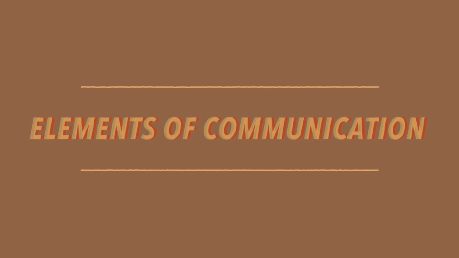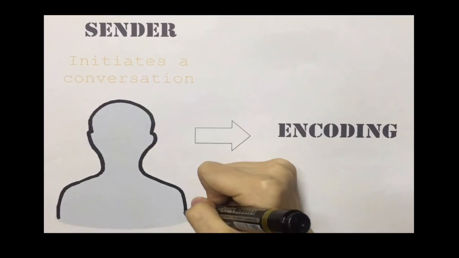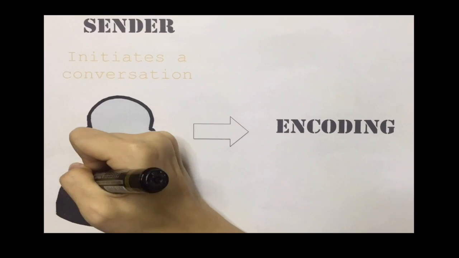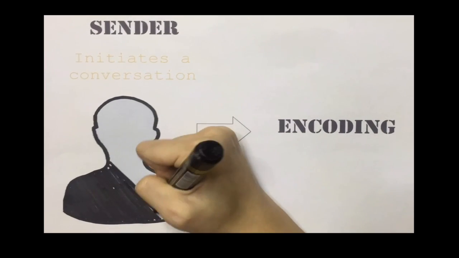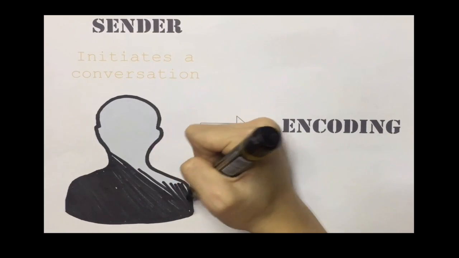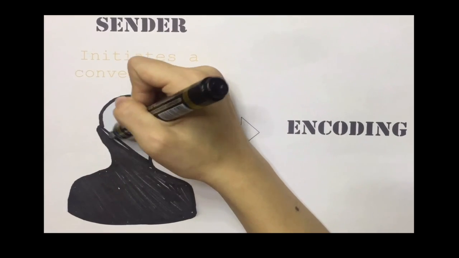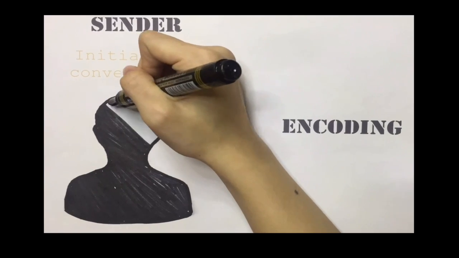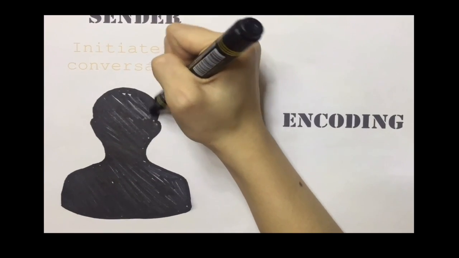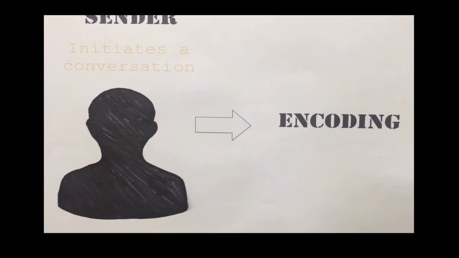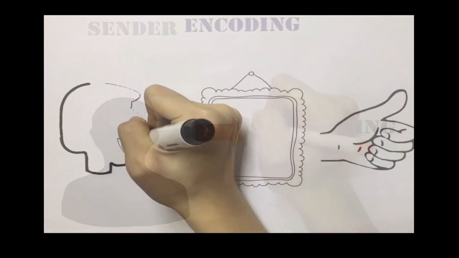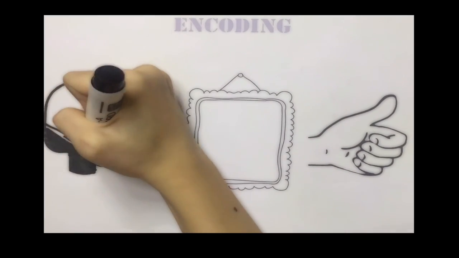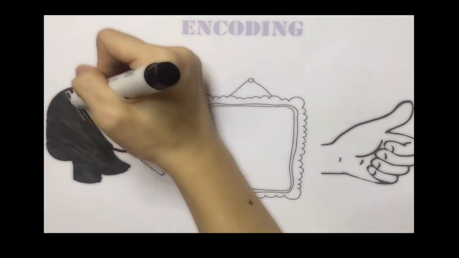Now let's scrutinize each element of communication. Sender. The sender is responsible in initiating a conversation. Without the sender, the idea cannot be formulated and transmitted. Before the sender can send the message to the receiver, it will first undergo the process of encoding. Encoding is the process of passing a message using certain symbols such as words, actions, signals, pictures, and so on. Encoding converts the subject into symbols. The primary goal is to be understood by the receiver.